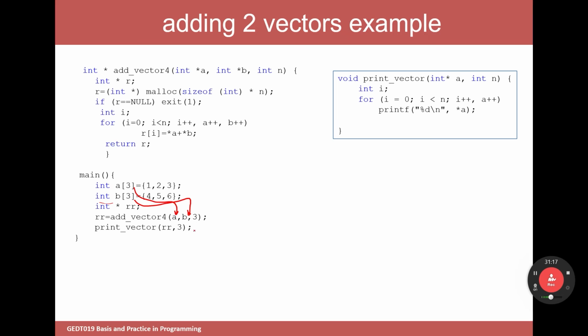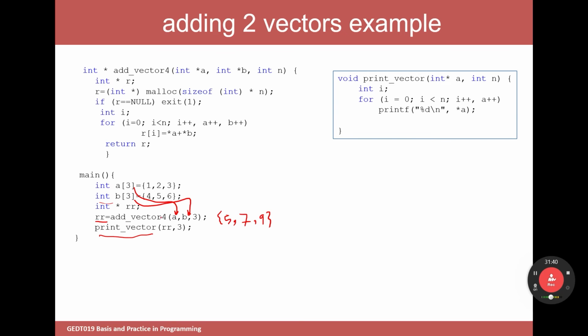So this one will generate a new vector, and this vector will include 5, 7, and this one 9. Okay, so this is a new vector. That vector will be the RR vector. And then I will print this vector using another function, print vector.